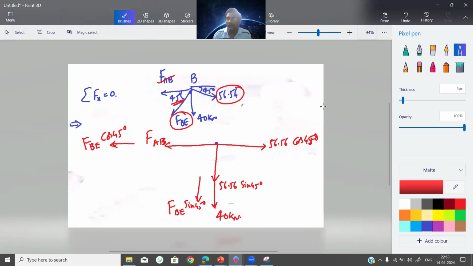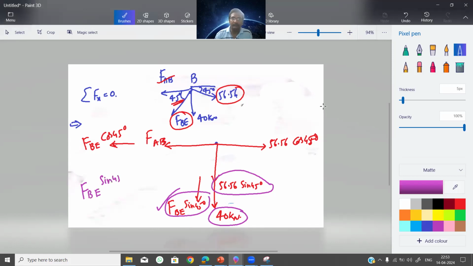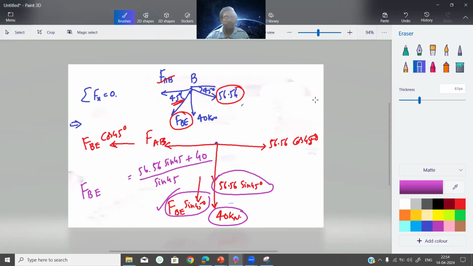What are the forces in the y direction? Just look at 56.56 sin 45 down, 40 kilonewton down, FBE sin 45 down. When all the forces are down, FBE will become minus. Okay. So from this, I can calculate FBE. So FBE sin 45 degrees is equal to 56.56 sin 45 plus 40. So obviously, FBE, after finding this value, I need to divide by sin 45. So I can find the value easily.